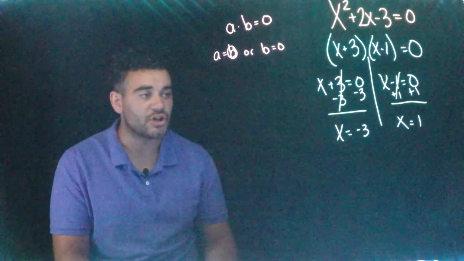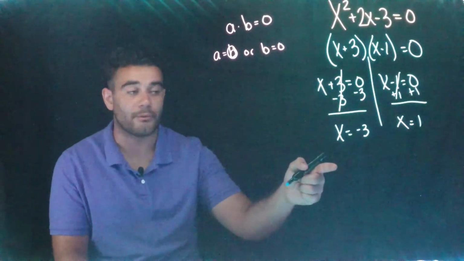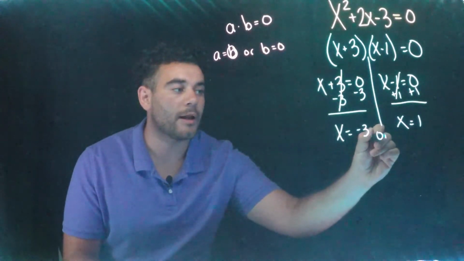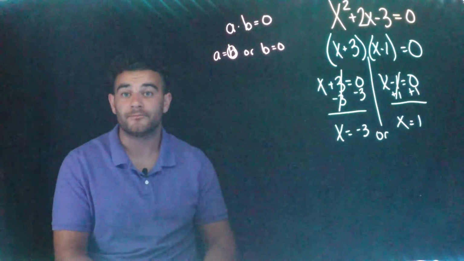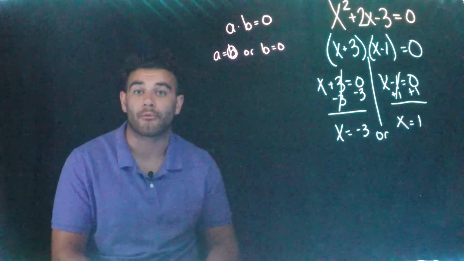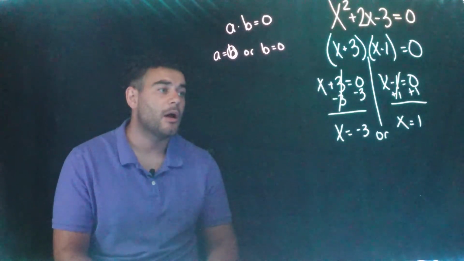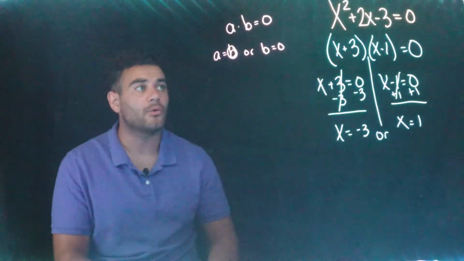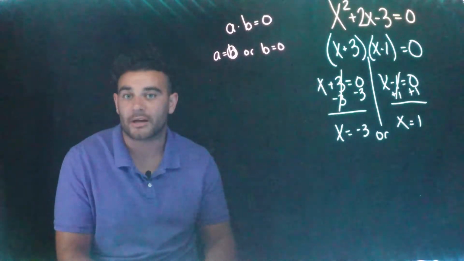So our solution is x is equal to negative 3, or x is equal to 1. Could be both of them, could be one of them. We're not sure. We'd have to look at the graph to figure that out. And that's how you solve a quadratic equation.